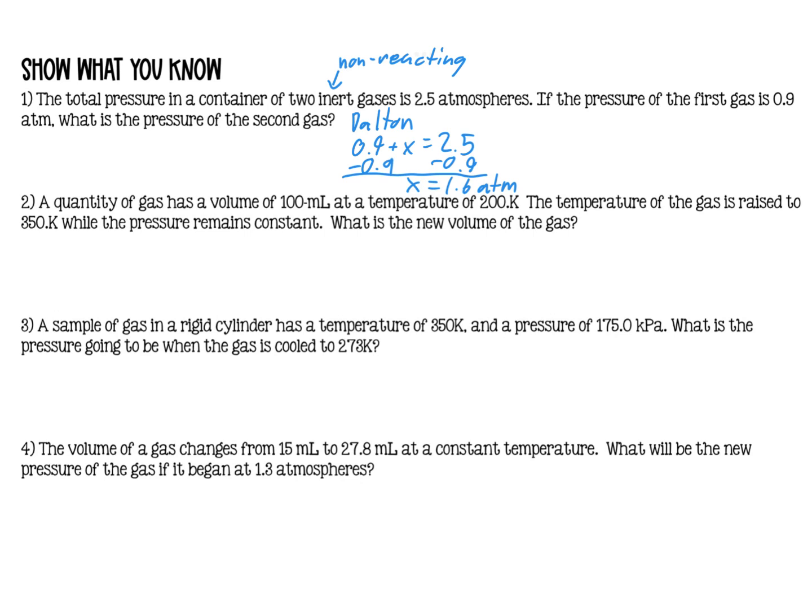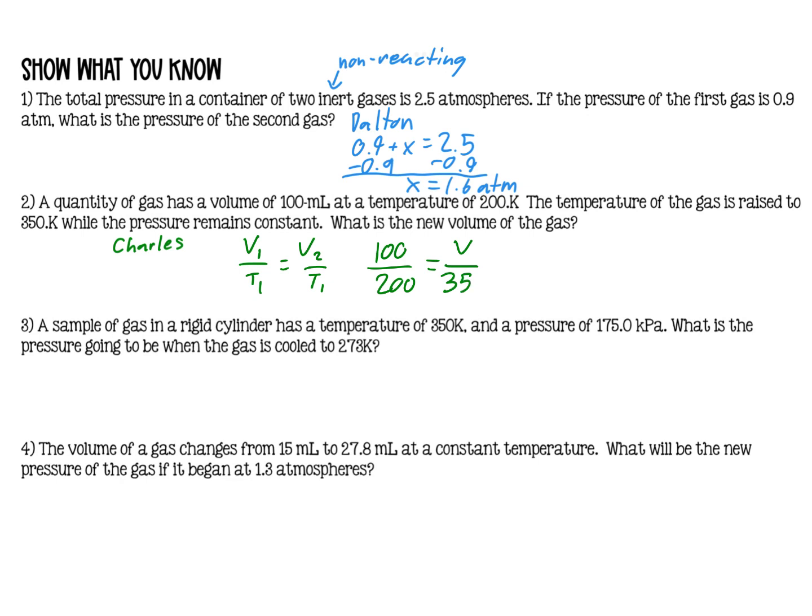Now let's consider number 2. A quantity of gas has a volume of 100 milliliters at a temperature of 200 Kelvin. The temperature of the gas is raised to 350 Kelvin while the pressure remains constant. What is the new volume of the gas? According to Charles' law, the initial volume of 100 milliliters can be divided by the initial temperature of 200 Kelvin, and the final volume, which we are looking for, can be divided by the final temperature of 350 Kelvin.